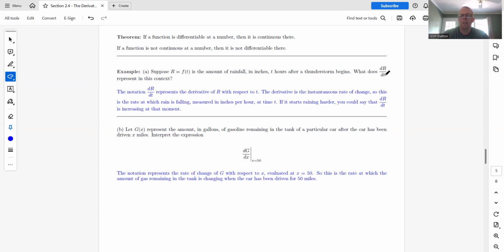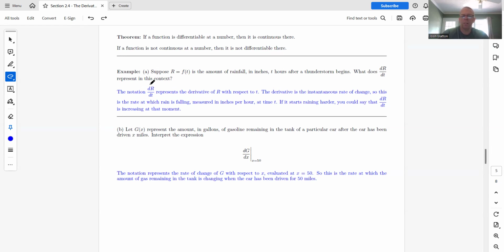So we always have a measure of the rate of change of one variable versus another variable. So in this case, we're measuring the rate of change of r as t changes. You'll see that from time to time. They'll be used interchangeably as we go along. But what does this derivative mean in this context? So again, r is the amount of rainfall, t is time. So how is the amount of rainfall changing as an hour passes?